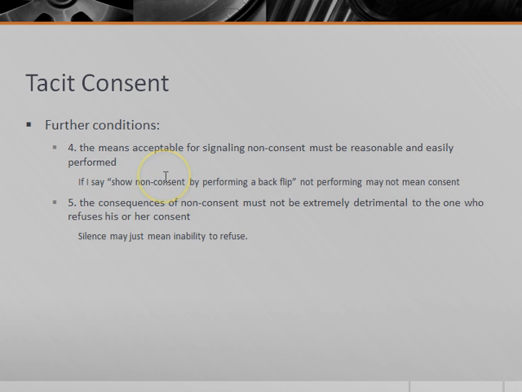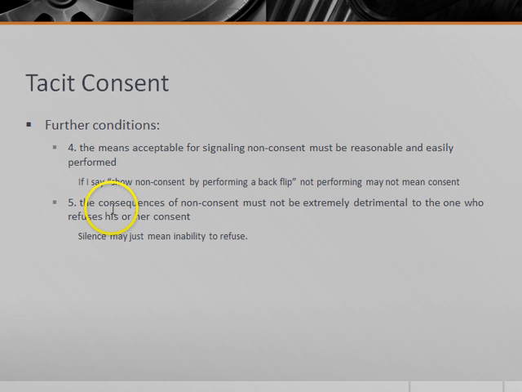The fourth condition is that the means acceptable for signaling non-consent have to be reasonable and easily performed, right? So if I say show non-consent by performing a backflip, or show non-consent by cutting your right arm off, the fact that you're not doing a backflip or not cutting your arm off does not mean you consent. It just means that the means for signaling dissent are way out of line. And so, again, you have to be able to say no without cutting your arm off. Otherwise, your silence just means I don't want to cut my arm off. It doesn't mean I want to have class Tuesday at 8 p.m.